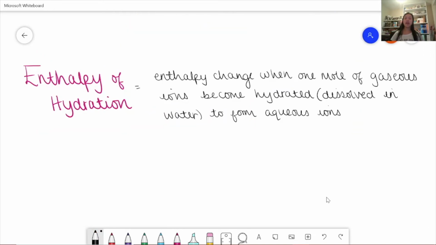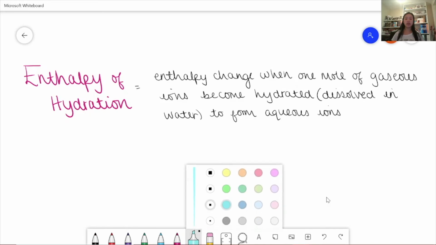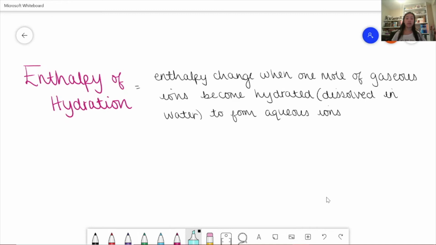The enthalpy of hydration is the enthalpy change when 1 mole of gaseous ions become hydrated. So that means dissolved in water, and this forms aqueous ions. So the important things to remember are that we're measuring the enthalpy change when 1 mole of gaseous ions become hydrated, so you add water to them to form aqueous ions.